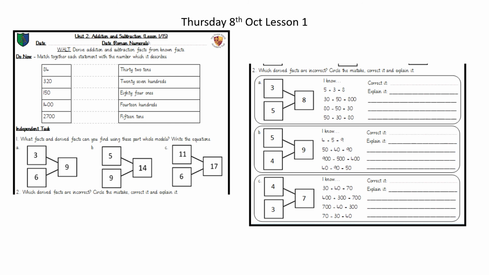Keep upscaling. Can you upscale it by 10? Can you upscale it by 100? Can you upscale it by 1,000? Then, on part 2, I've given some examples. More part-wholes, so therefore I've given you some I know statements, but I want you to see if they're all correct. There might be some mistakes in there. It says correct it. Spot the incorrect fact and explain it, please, to make it correct. Good luck!